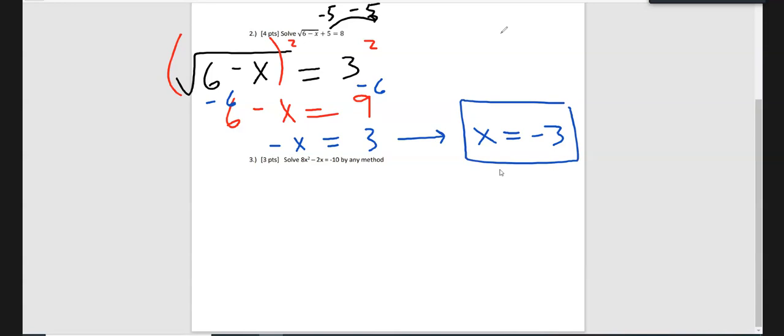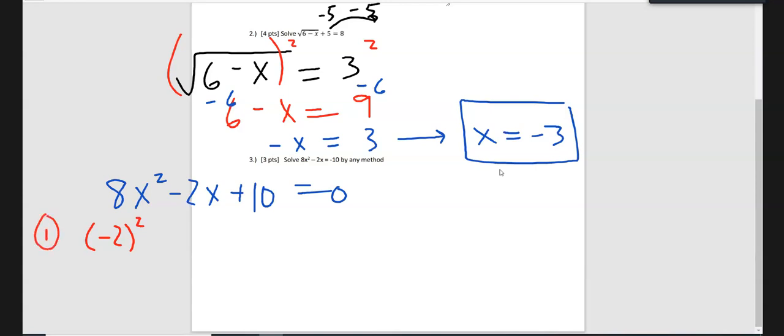Now, this time, they want me to solve this by any method. Could I use completing the square? Probably. Do I want to? No. I'm going to use the quadratic formula. Now, it might even be factorable. Like if I put 8x squared minus 2x plus 10 equals 0, that might be a factorable item. But I could continue to guess and check until I get the factors.